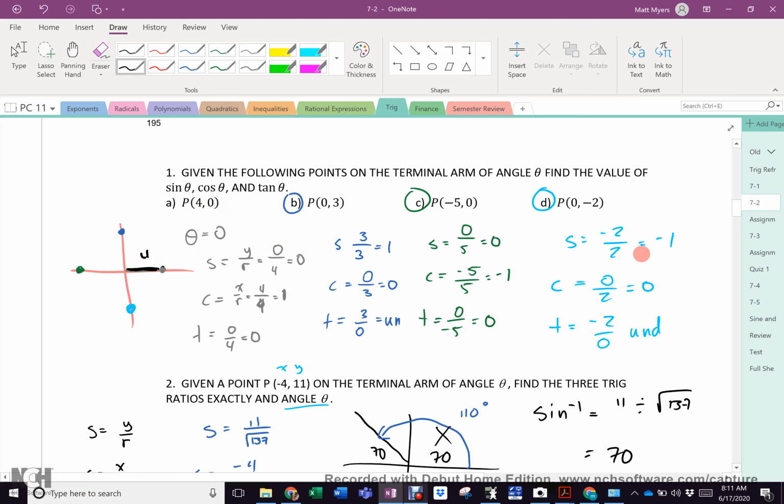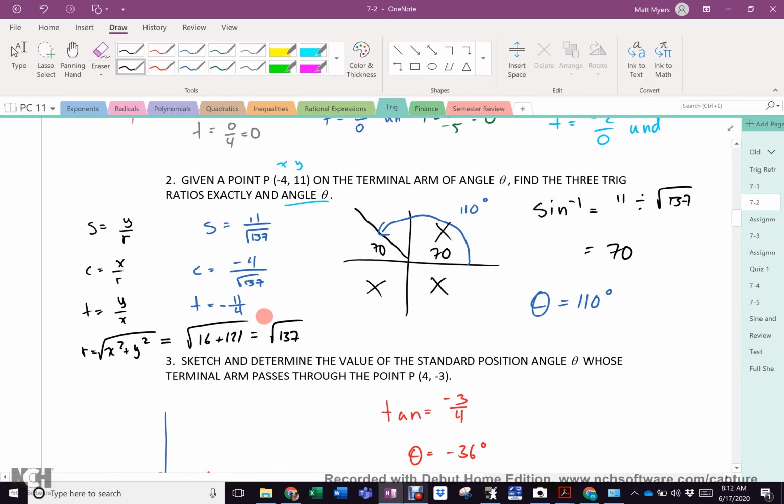Then I just went through all the special ones. But that's only 4 numbers, right? 0, 90, 180, 270. There's a lot of space in between, and that's what this is about. So there's my x, there's my y. Negative 4, 11, which would be right there. Negative 4, 11. So I do my math.